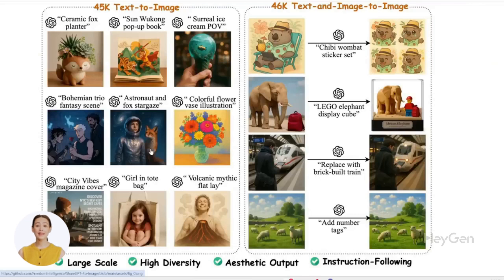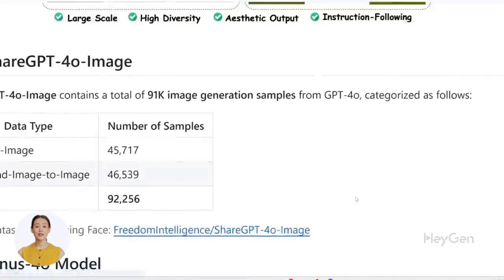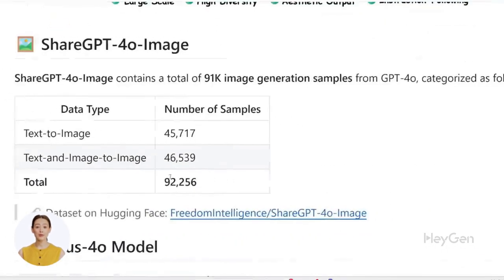So here are some examples of the dataset that they created. These are basically images that they generated with GPT-4o. So as you can see, it's quite a diverse set of prompts that span different artistic styles and compositions and subjects. And then here are some examples of image to image. And the crazy thing is they've actually released this dataset for us to use. So again, the total amount of samples is over 92,000, and you can actually use this dataset of GPT-4o generations to perhaps train your own image generator.